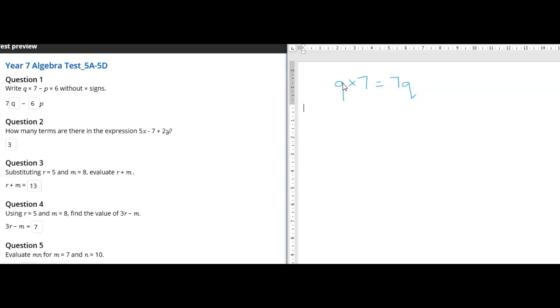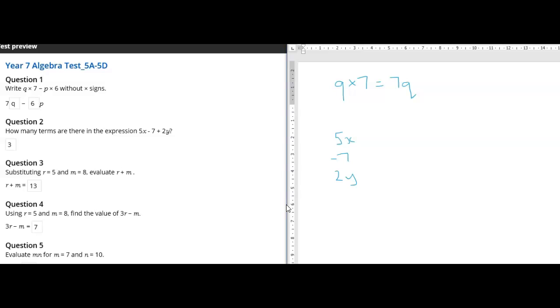Question 2, how many terms are there in the expression 5x minus 7 plus 2y? So a term is separated by a minus or a plus sign. Okay, not a times or a divide, but a minus or a plus sign. So even though we've got 7 here, 7 is still a term. It's just what we call a constant term. So your 5x is a term, negative 7 is another term, and then we've got 2y is another term. So we've got 3 terms in that expression.